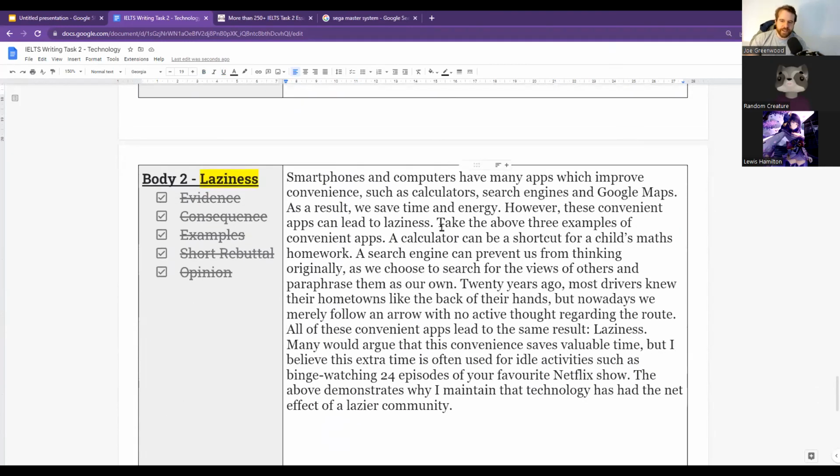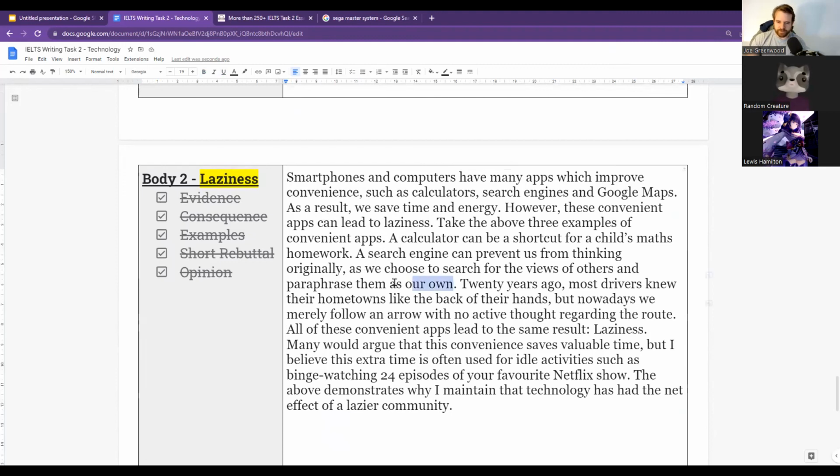Smartphones and computers have many apps which improve convenience, such as calculators, search engines, and Google Maps. As a result, we save time and energy. However, these convenient apps can lead to laziness. Take the above 3 examples of convenient apps. A calculator can be a shortcut for a child's maths homework. A search engine can prevent us from thinking originally.